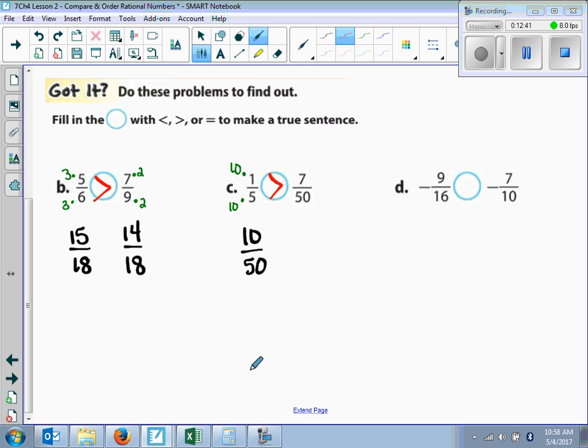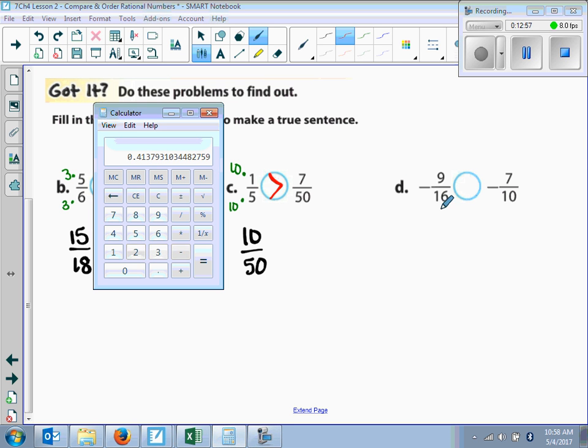Now let's take a look at example D with 16 and 10. The easiest way to get a common denominator is to multiply them together, right? If I multiply these together, 16 times 10 is 160, right? But that might not be the lowest, okay?